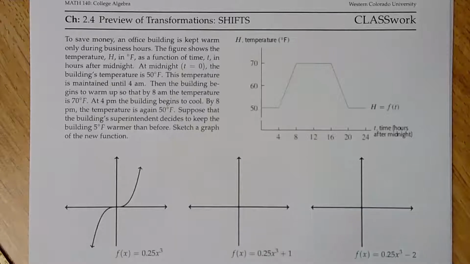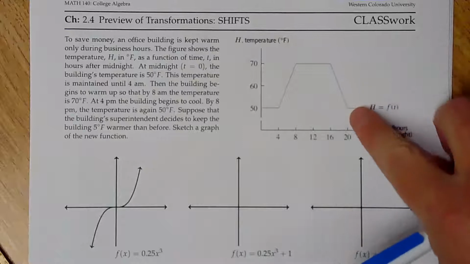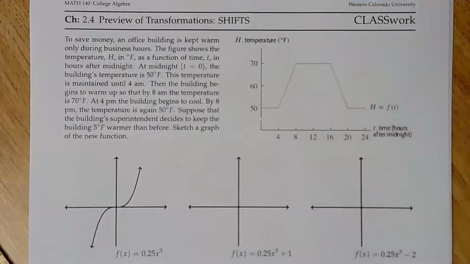To save money, an office building is kept warm only during business hours. The figure shows the temperature H in degrees Fahrenheit as a function of time T in hours after midnight. So midnight is T equals 0, and the building's temperature is 50, and it stays at 50 degrees until 4 a.m., and then by 8 a.m., they've heated it up to 70 degrees, which is when people start arriving there. And then right before the end of the workday at 4 p.m., so over here, the building starts to cool down, and by 8 p.m., it's back down to 50 degrees again.